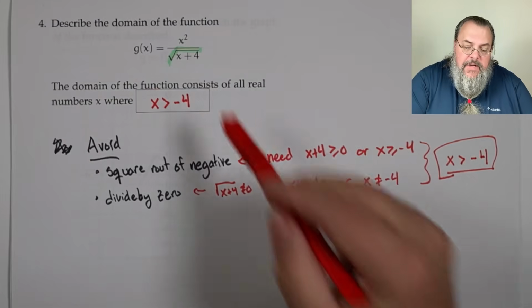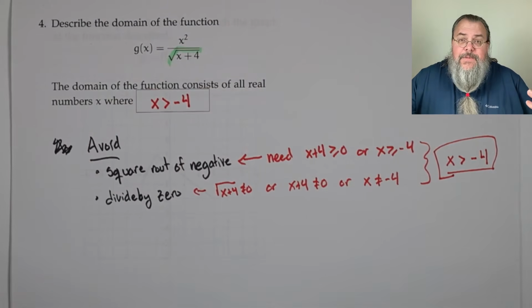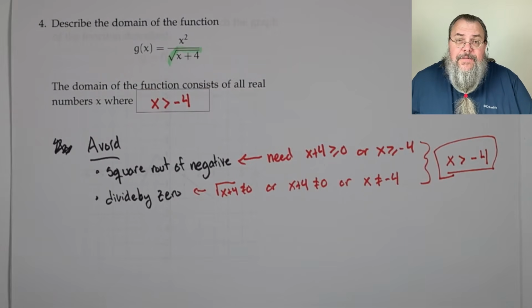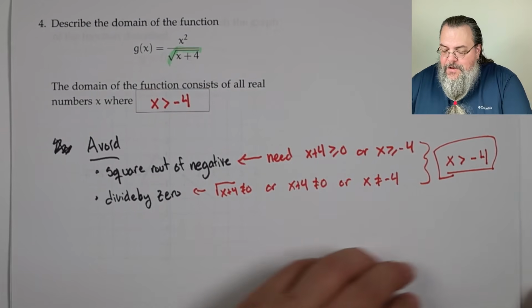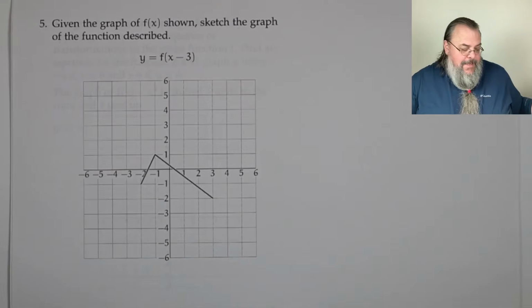Now, do we need to worry about anything upstairs? No. X squared is perfectly fine. You don't have to worry about the upstairs being 0. It's okay to have a 0 in the numerator. It's the denominator. Don't want it. Wouldn't be prudent. So be careful. All right.